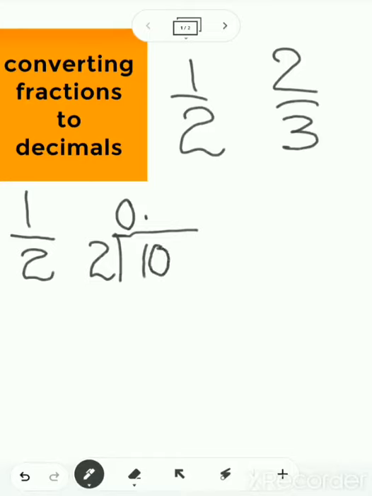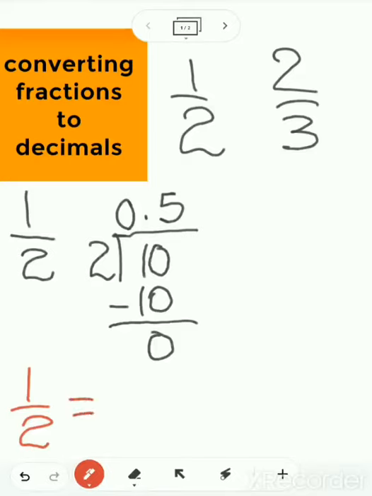So we can say 2 into 10. This will give us 5. 5 times 2 gives us 10 again. And we're going to subtract 10 from 10. When we do that, we are left with 0. Now, the fact that we have 0 here at the end means that there's nothing more for us to do. And so we have finished solving this problem. So if I should write my answer, I am going to write a half is equal to 0.5.